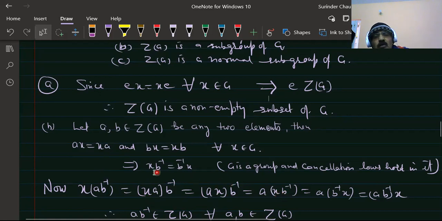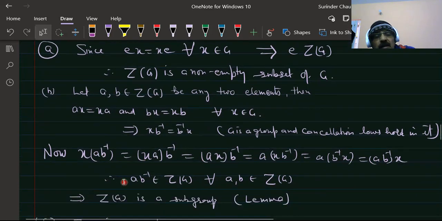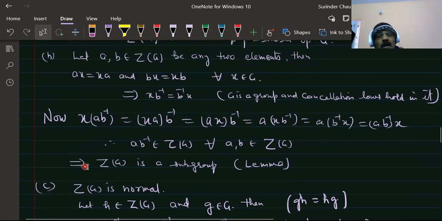X B inverse is equal to B inverse X. So using this, X into A B inverse is equal to A B inverse X. Therefore A B inverse belongs to Z(G) for all A, B belonging to Z(G). So this shows that Z(G) is a subgroup of G, using the subgroup law.